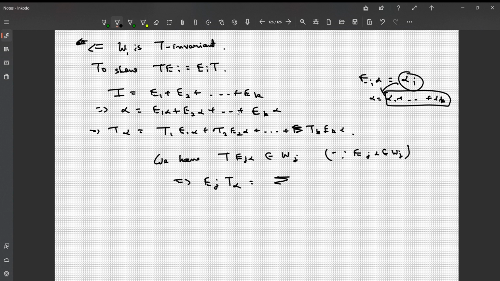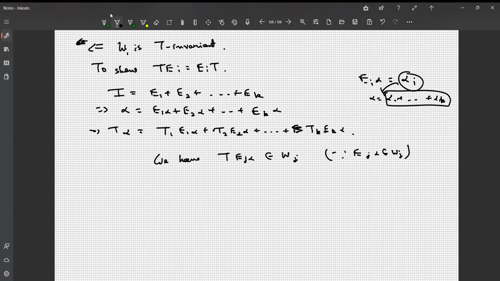So then what is Ej T of alpha? So it's summation over i equals 1 to k, Ej T Ei of alpha, right? Okay, one statement we missed. Sorry, I need to conclude one thing before that.